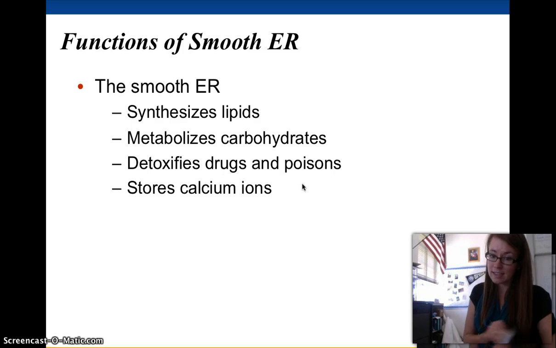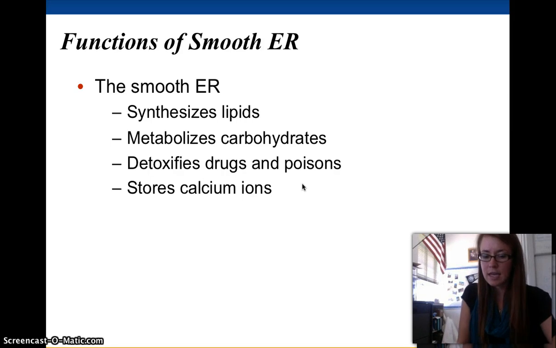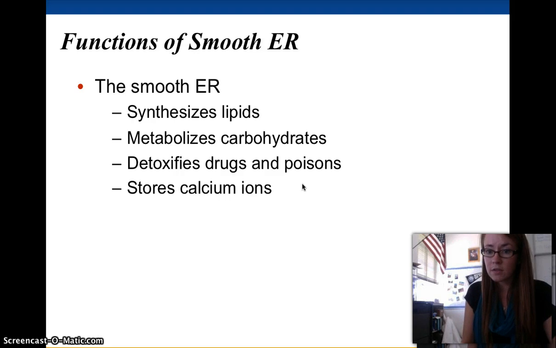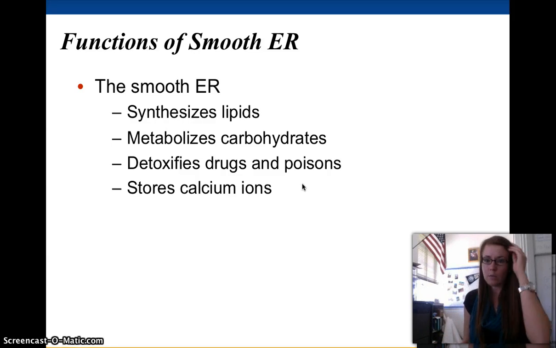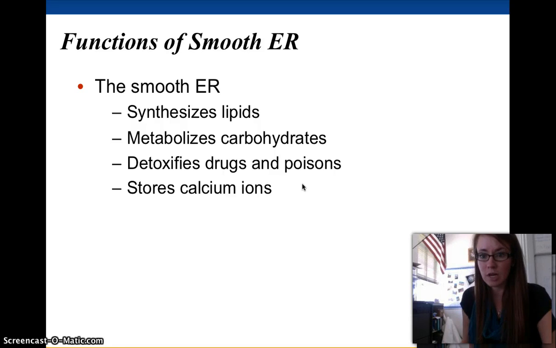And this can be really dangerous because if you have a ton of smooth ER because you're a heavy drinker, and then you need to take a drug for an antibiotic or for something else, like a medicinal drug to help your body, it's going to be gotten rid of really quickly because your body can metabolize it so fast, because it reacts in the same way it does to alcohol. So that's not very good. Another reason to not drink.